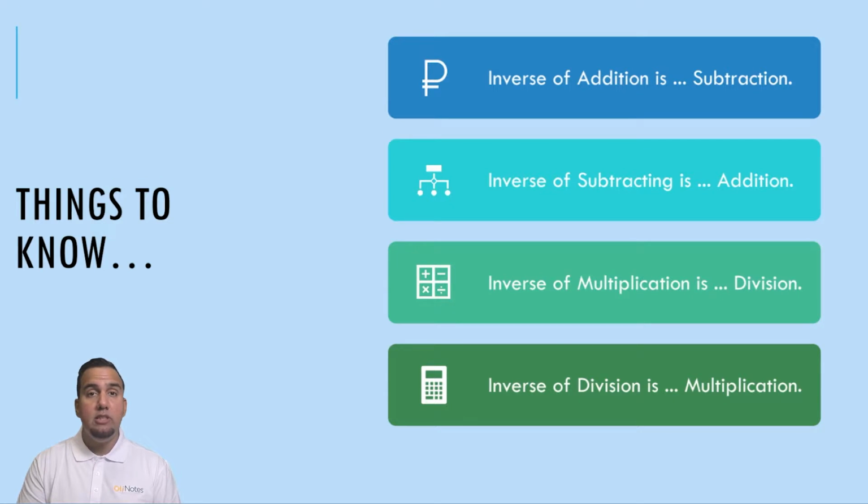So the inverse of addition is subtraction. The inverse of subtraction is addition. The inverse of multiplication is division. And the inverse of division is multiplication. So that means when you're solving for a variable and trying to isolate it and get it by itself, we always have to do an inverse operation, or pretty much the opposite, on both sides. And that's going to help us solve it. So you ready? Let's get started.